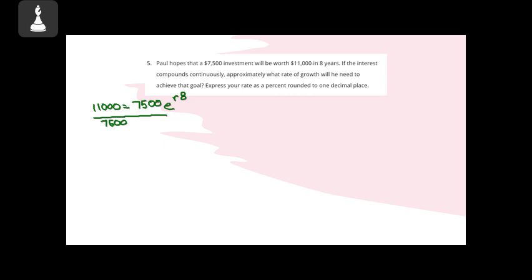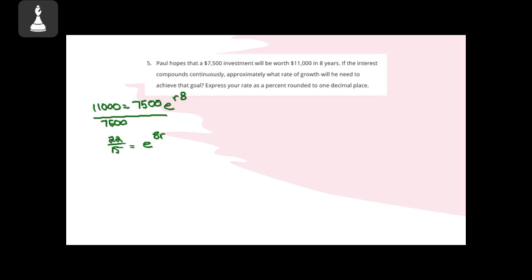I have done that in Desmos, and I'll show you on the slide in a minute, where you can turn it into a reduced fraction. So 11,000 divided by 7,500 reduces to 22 over 15, which is going to equal e to the 8r. I'm going to flip this. I always like to put the number in front.